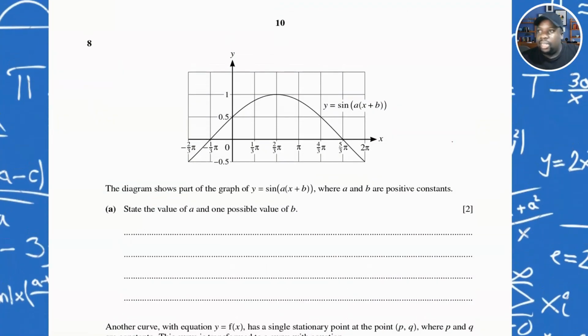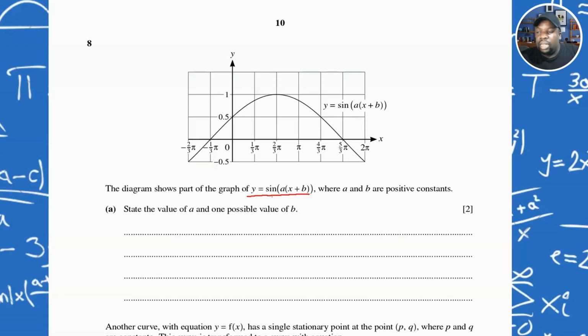On number 8, it says the diagram shows part of the graph of y is equal to sine of a of x plus b, where a and b are positive constants. So on A, they say state the value of A and one possible value of B. All right. Now, we have this graph, and I want you to look at the function. It's y is equal to sine of a of x plus b.